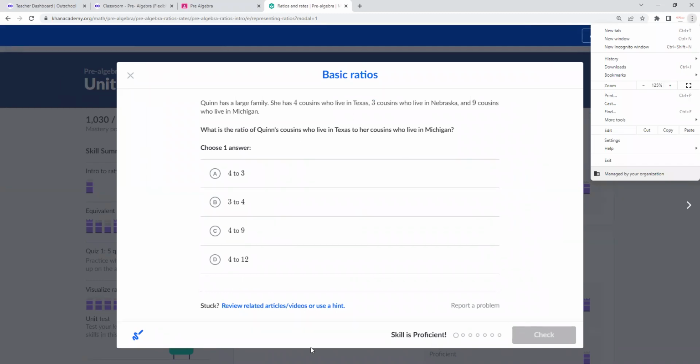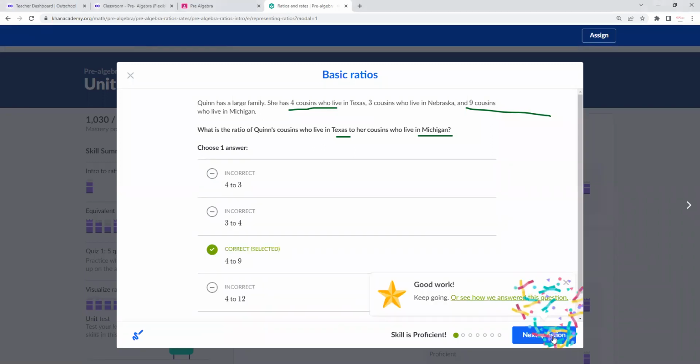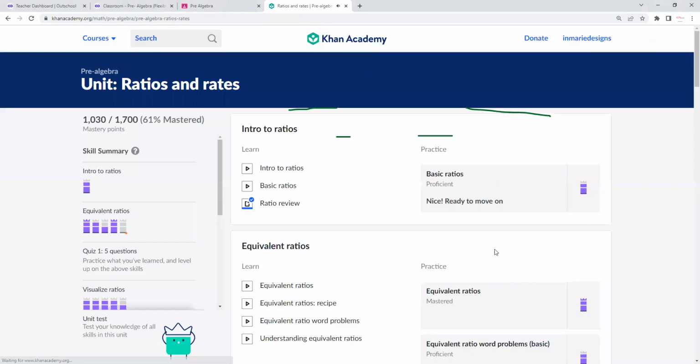It says Quinn has a large family. She has 4 cousins who live in Texas, 3 who live in Nebraska, and 9 cousins who live in Michigan. What is the ratio of Quinn's cousins who live in Texas to her cousins who live in Michigan? So Texas is going to go first, and then Michigan. So it's a 3 to 9 ratio. She has 4 cousins who live in Texas. Sorry, I underlined the wrong one. So it's a 4 to 9 ratio. 4 cousins who live in Texas and 9 who live in Michigan. So 4 to 9. So these are pretty easy.